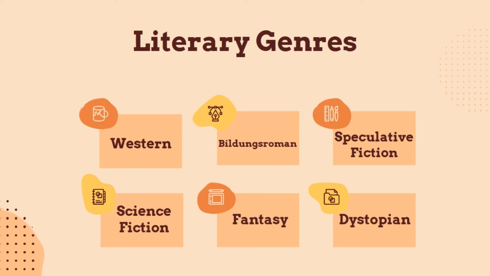Dystopian. Dystopian novels are a genre of science fiction. They are set in societies viewed as worse than the one in which we live. Dystopian fiction exists in contrast to utopian fiction, which is set in societies viewed as better than the one in which we live. 1984 by George Orwell is an example of dystopian novel.